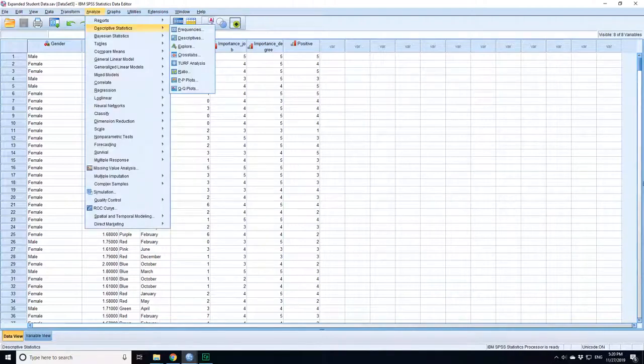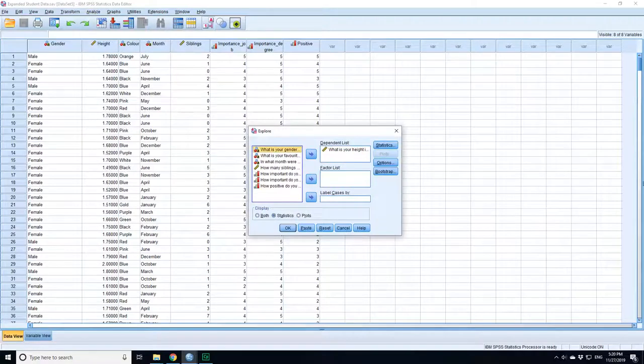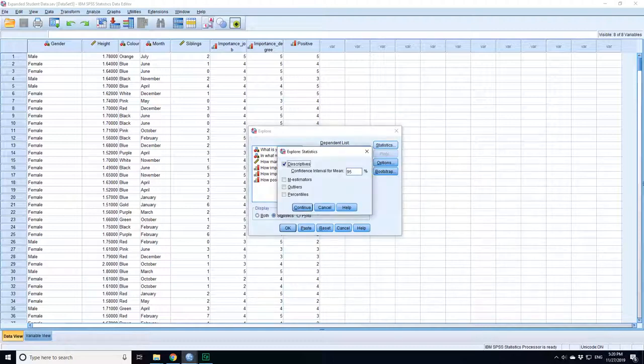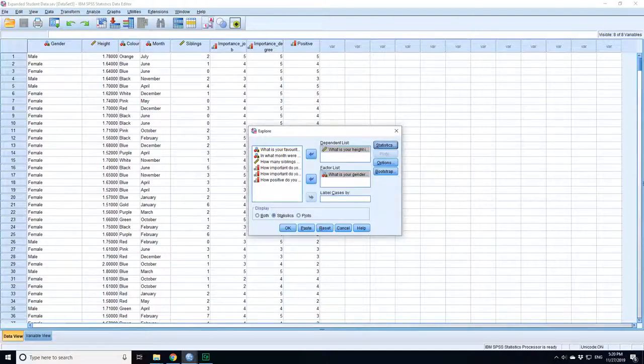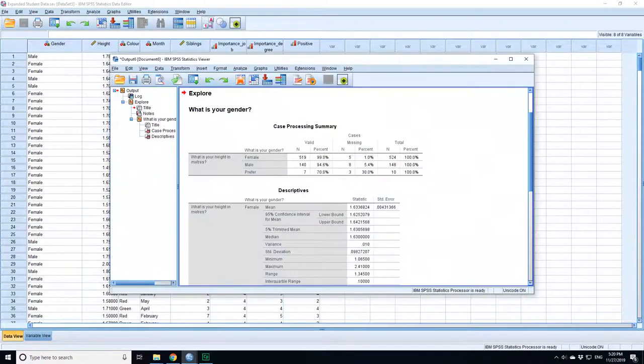So what you want to do is go to Analyze, Descriptive Statistics, and Explore. So you want to put in height. It's gone in here already. But here you want to put in factor, which is gender. So again, you can change the confidence level if you want to from 95%. We'll leave it at that level this time. And now we press OK.